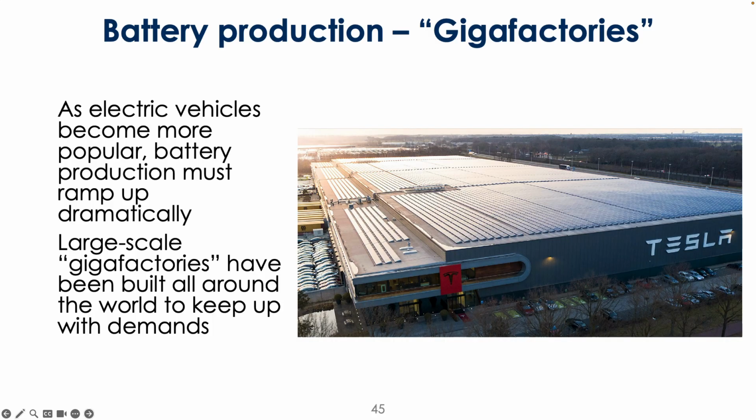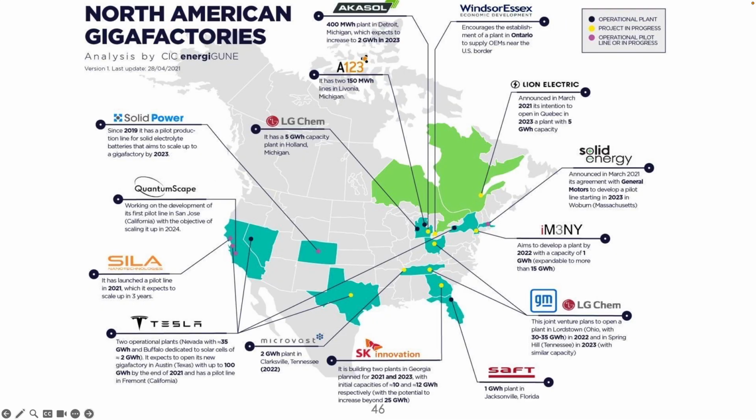So in the last phase, we're actually putting the modules together into these packs, right? That is happening at these like gigafactories, right? So as electric vehicles become more popular, you got to ramp up the production by quite a lot. And so a lot of these large-scale gigafactories have been popping up all over the world. There's a ton of them in China, and there are quite a few in the US, right?